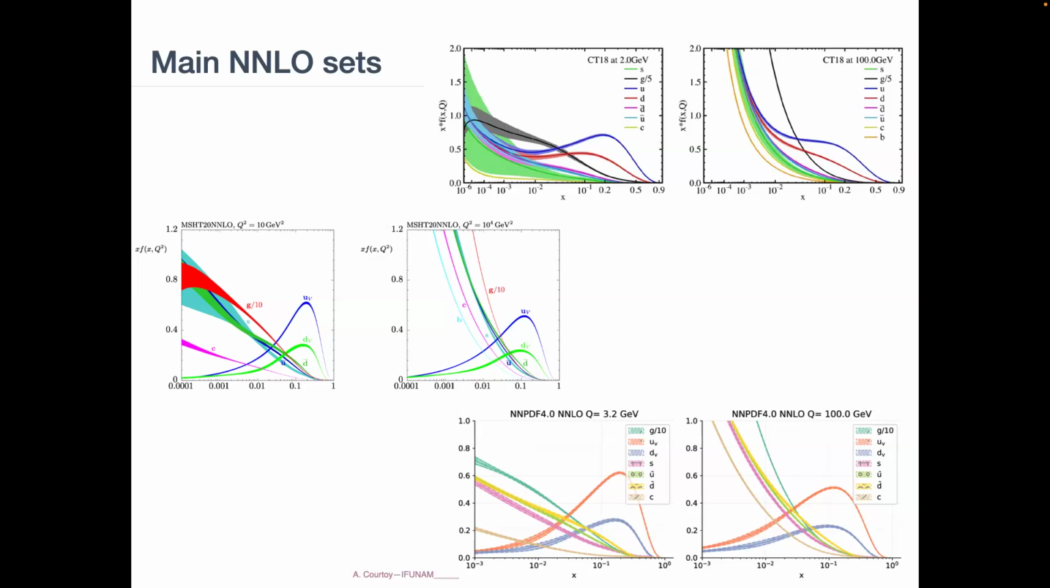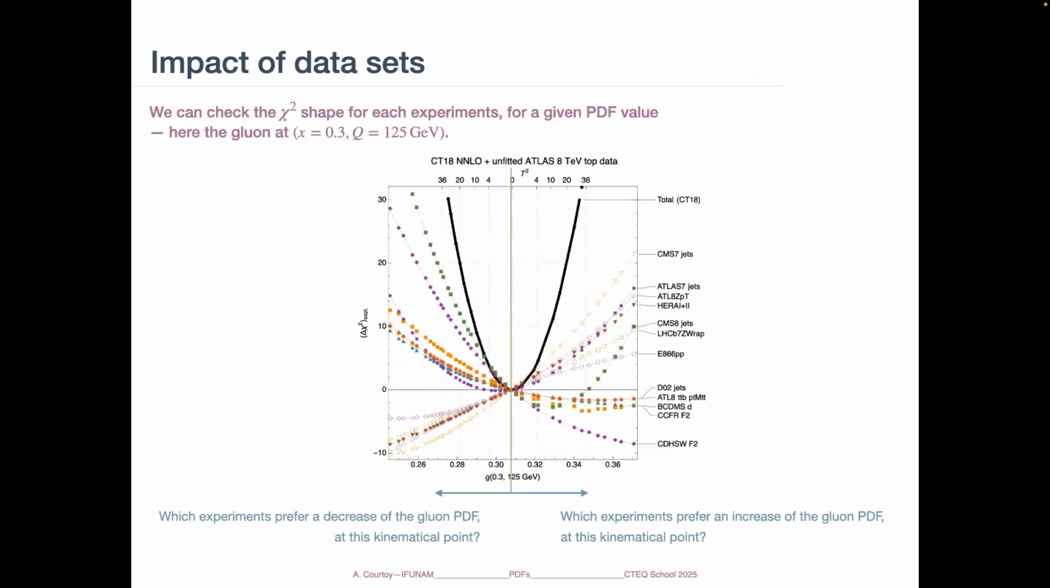These are the three main sets. Of course, there are differences in methodology, in the data sets that are used, and in how they treat the uncertainties. So that's why they are all different. But you can see that there's a trend in the shape. So we want to check the impact. I said before we expect some things from the data sets. For example, Drell-Yan W and Z production will give me some constraints on u over d. Now we want to check if that is true.